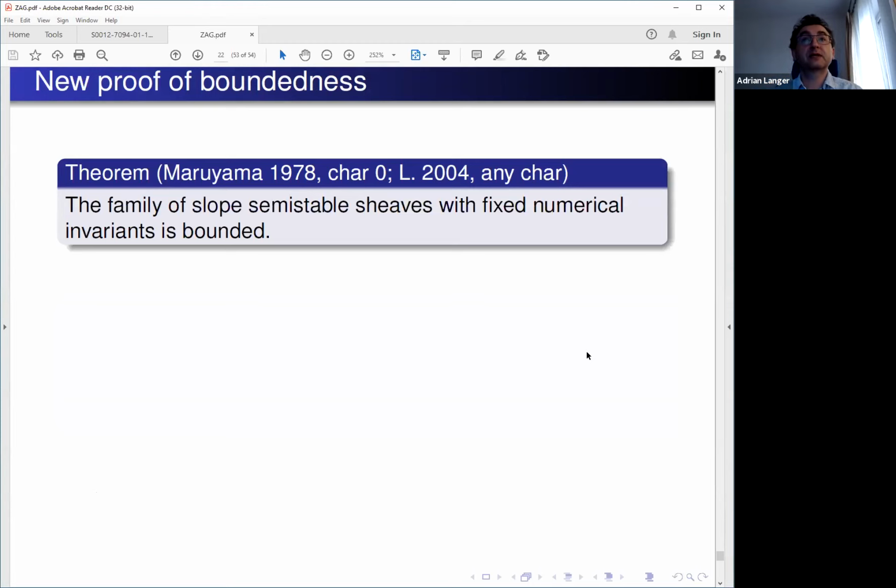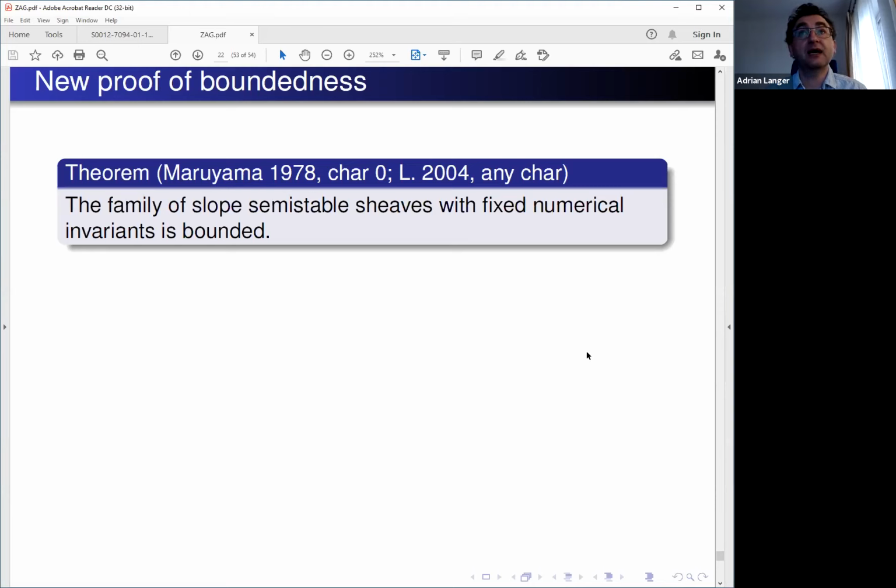And then I proved it many years ago in arbitrary characteristic. So the result is the following. If we take a family of slope semi-stable sheaves with fixed numerical invariants, like the degrees of all the Chern classes, then this family is bounded. So they can be put into one large flat family of vector bundles parameterized by a scheme of finite type over our field, if we are over a field.